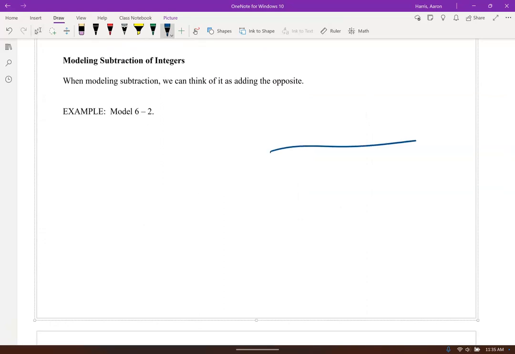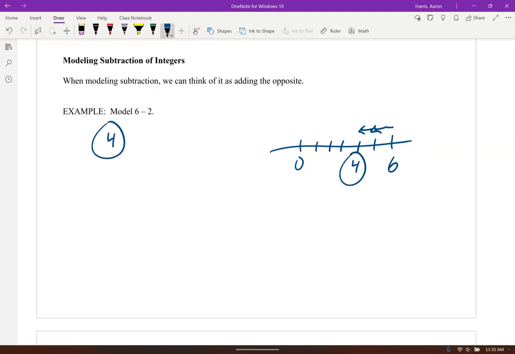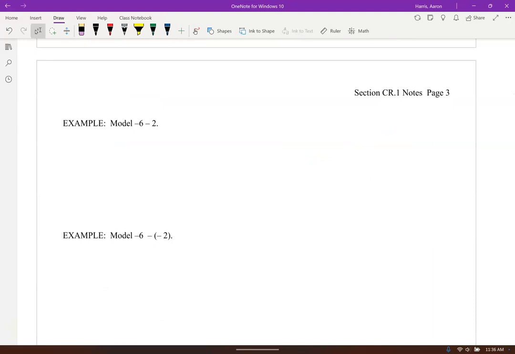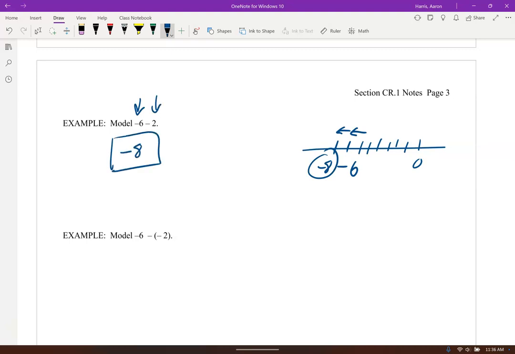So 6 minus 2. If we're at 6 and we subtract 2, 1, 2, then we end up at 4, right? If I have $6 and I take away $2, I'm left with $4. If I'm at negative 6 and I go left 2, down 2, I'm now at negative 8. I'm in the hole $6, I go more in debt. Now I'm at negative 8.